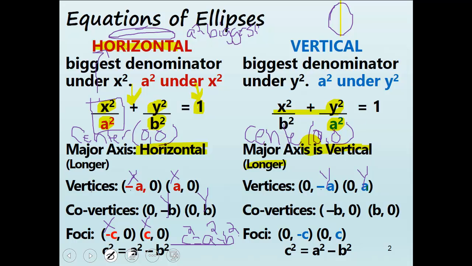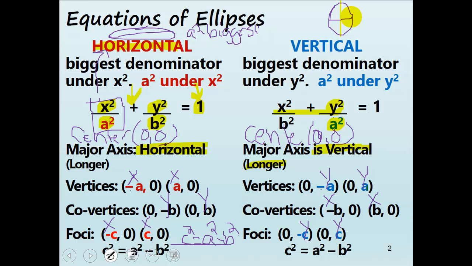Okay? Look at the foci. The foci, c, which is found the same way, c squared equals a squared minus b squared, they're also in the y position. So if you have the foci in the y-coordinate spot or the vertices in the y-coordinate spot, then you know that you have a vertical ellipse, okay? The co-vertices now are in the x-coordinate of the ordered pair, all right? Because it's not as wide, it's the shorter distance, okay?